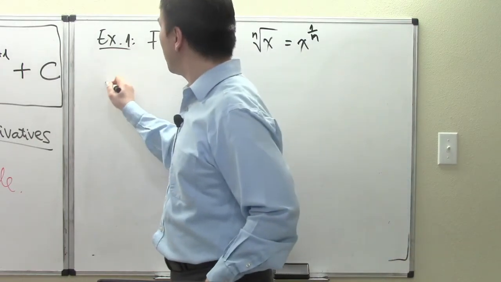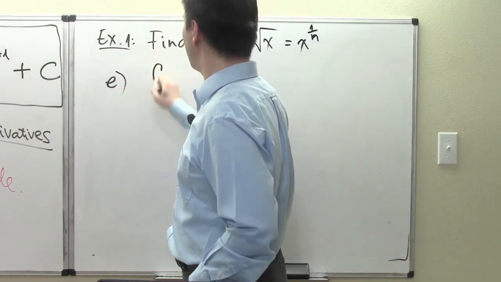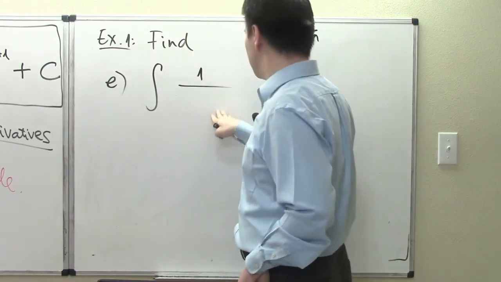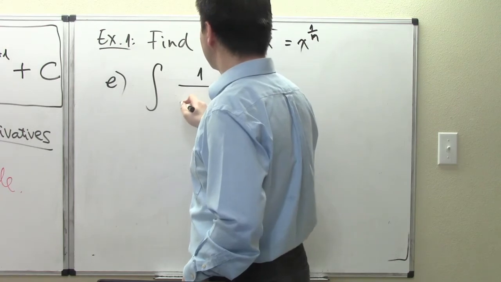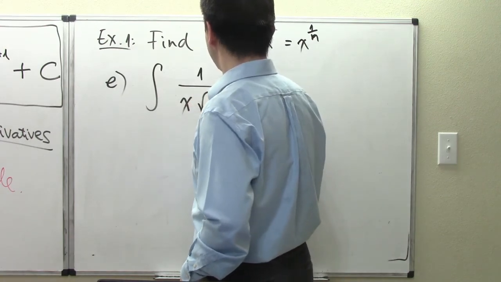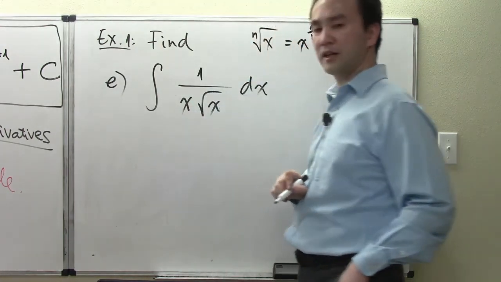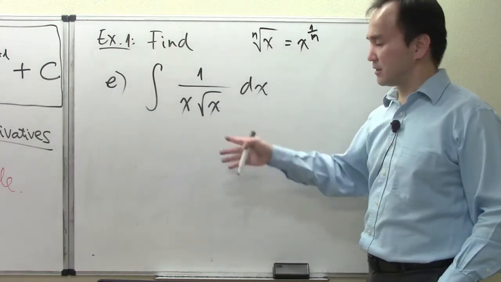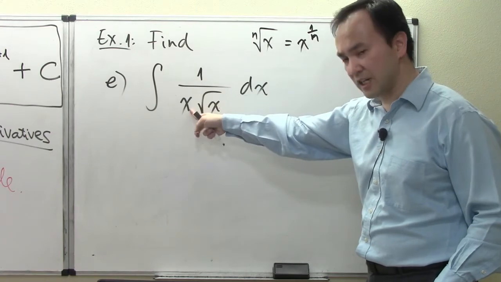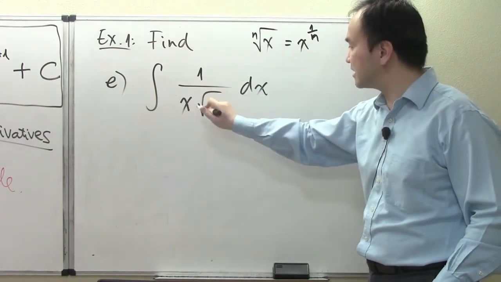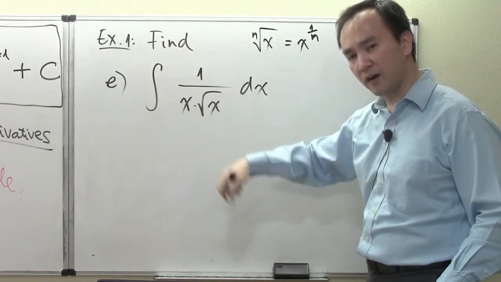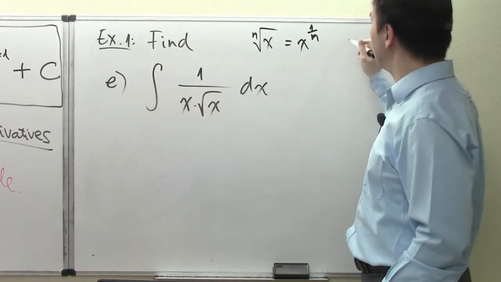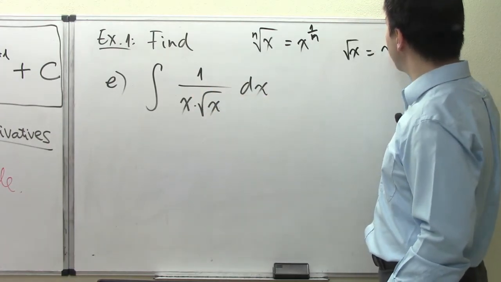So part E, okay. What about 1 over x square root x, dx? Again, this time we've got things in the denominator. There's a product in the denominator, and there's a root involved again, and some non-root. This is power 1, this is power 1/2. So see, square root of x is the same as x to the 1/2.